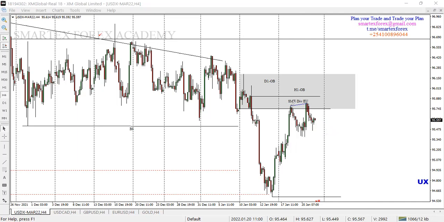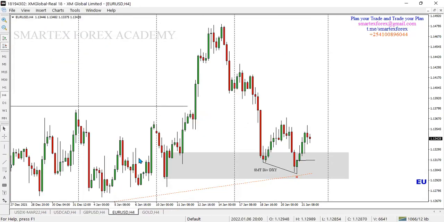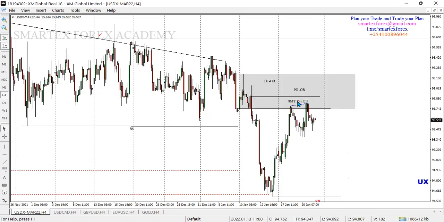Secondly, we have an SMT divergence with the EU here. If you check EU, you will see something of the same kind. Let me show you, just a minute, on EU H4. You see, it is diverging downward. It forms the low, but in the index, it forms the high. So that is an SMT divergence, smart money traders divergence. That's what SMT means.